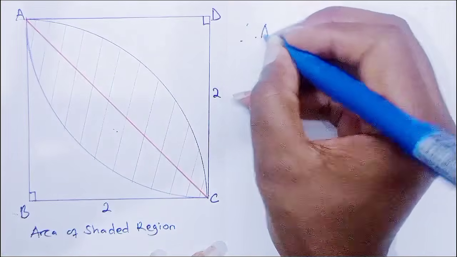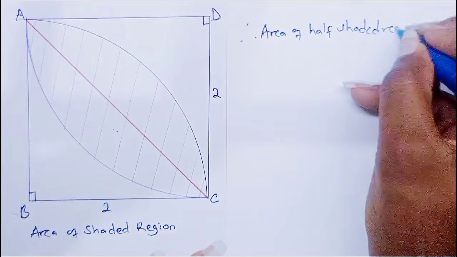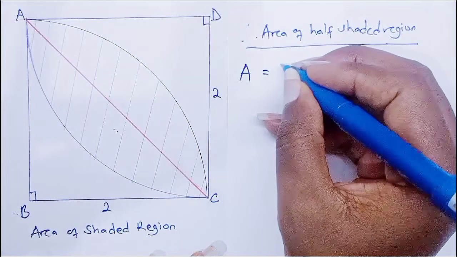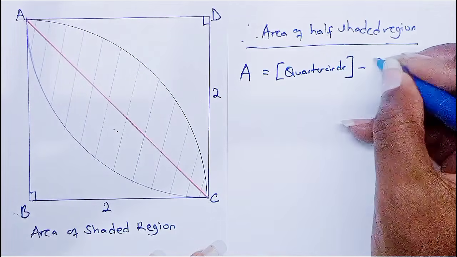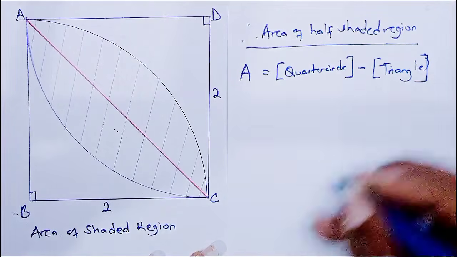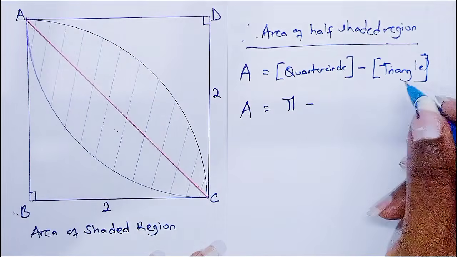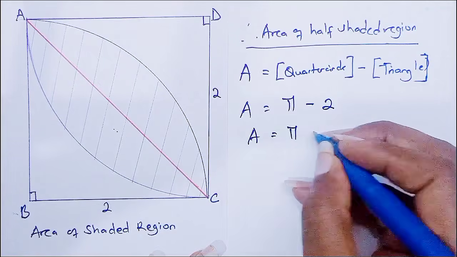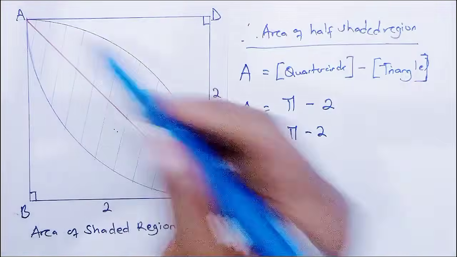Therefore, the area of the half shaded region, we said its area is equal to area of quarter circle minus area of triangle. Okay, so we found the area of the quarter circle to be pi, and the area of the triangle we found to be 2. Therefore, area is equal to pi minus 2 for only this one here, for half of the shaded region.